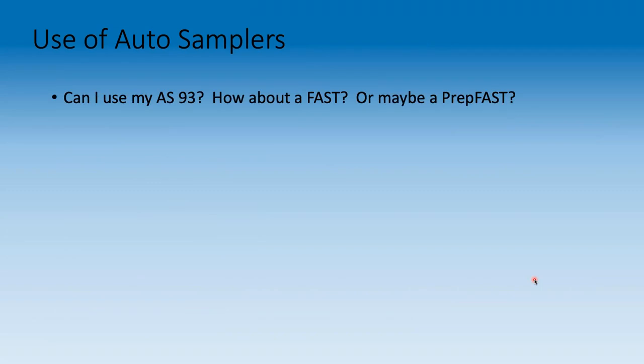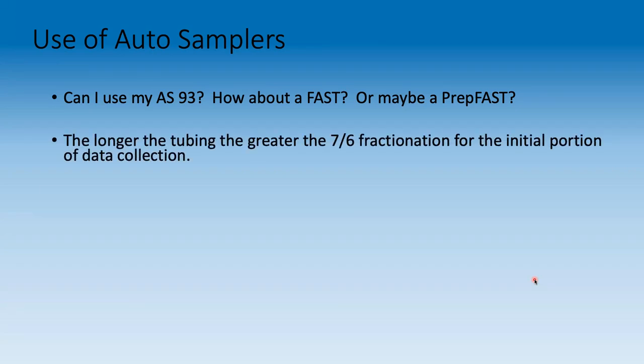Big question: can I use my autosampler, or my AS93, my Fast, Prep Fast, whatever autosampler is the latest and greatest? These are the 3 that I have in my lab. And the answer is maybe. We have a graduate student who's been collecting these, and Alex has sat with them as they've literally manually moved the probe into each and every sample and each and every rinse, because the issue is the tubing. And the way our lab is set up, we couldn't make the tubing really short. And so the tubing was quite long, and we were worried about that 7-6 fractionation.